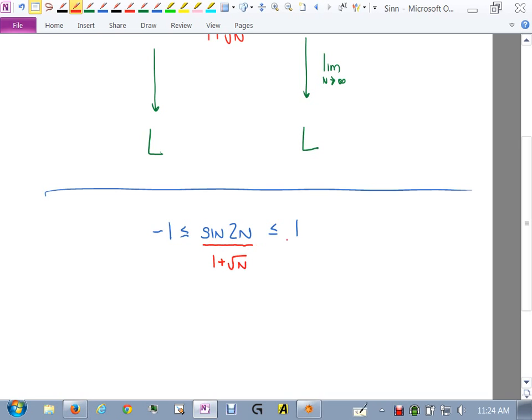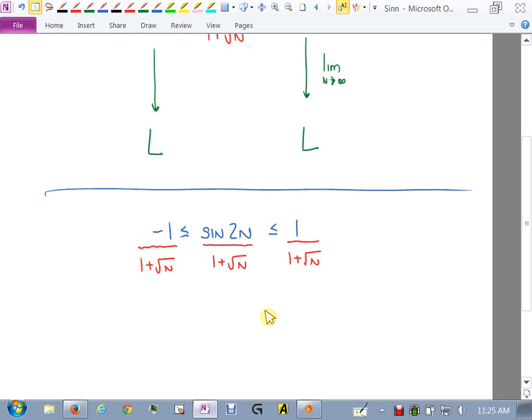Now, there is a danger zone because we're working with inequalities, not equalities. Don't you have to flip inequalities sometimes if you divide by a negative? What about 1 plus root n? Is it ever negative? No, that's never negative, is it? So I don't have to take that into consideration. I'm okay to do this and not worry about flipping signs.